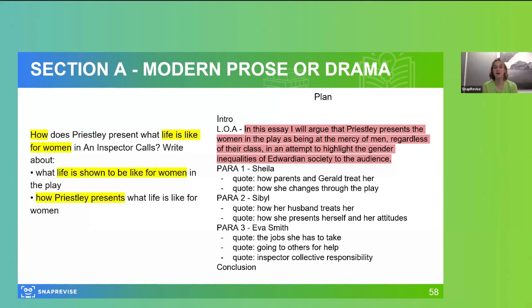So yeah, you could talk about internalized misogyny with Mrs. Birling. And then final paragraph, Eva Smith, I would talk about how she is a working class woman and how that is slightly different to the other two characters, talking about the jobs that she has to take, the fact that she has to go to others for help. And then I would end with a quote about collective responsibility, because that is the kind of overarching message, and it's kind of irrespective of gender and sex. It's calling for equality amongst everyone in society, and exposes the inequities of the play's historical context.